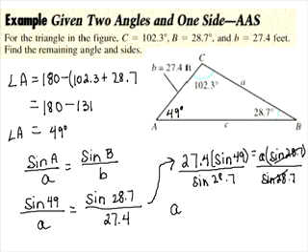And then the calculator can be used to simplify this. You're going to want to keep the entire numerator in parentheses when you do this division. And you'll also want to make sure that your calculator is in degree mode. 27 times the sine of 49, I'm just going to do that first and press enter. Then divide that by the sine of 28.7 degrees. And we find that side A equals 43.06. So I'm going to label that in our figure.